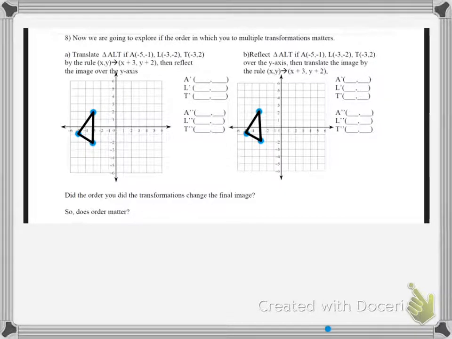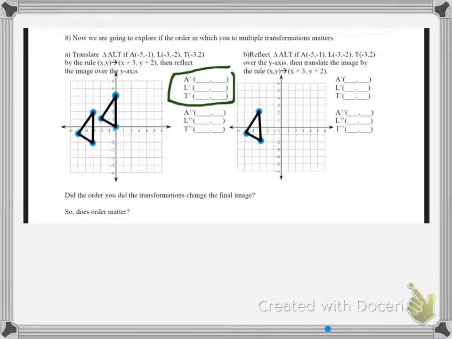So every point is going to go to the right 3 and up 2. So we're going to have a point right there, a point right there, and a point right there. Just checking everything out. That looks right. And again, you can fill in the coordinate pairs over here. I trust you to do that.